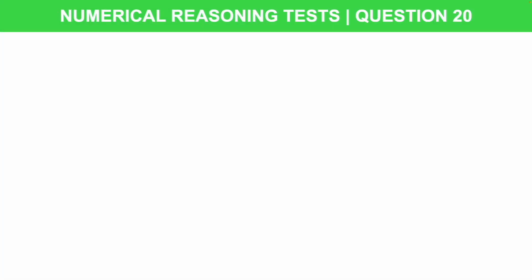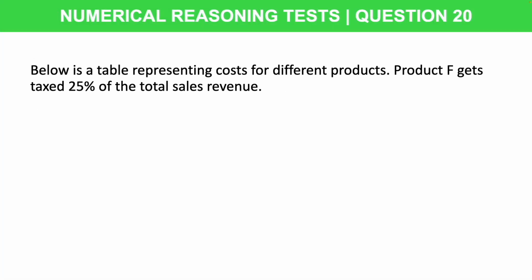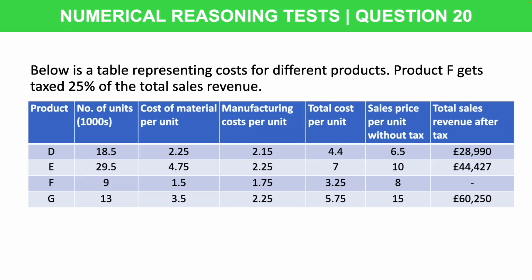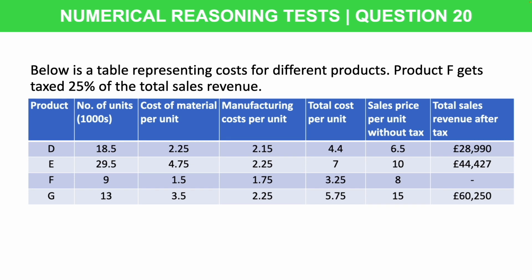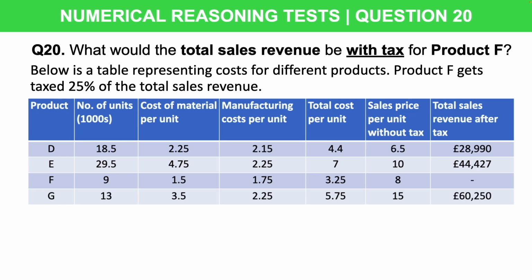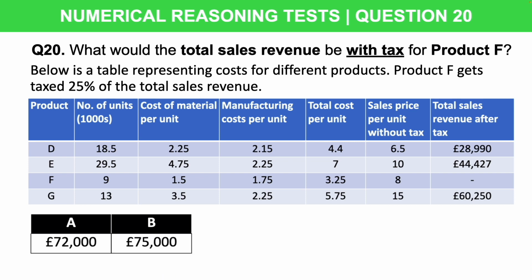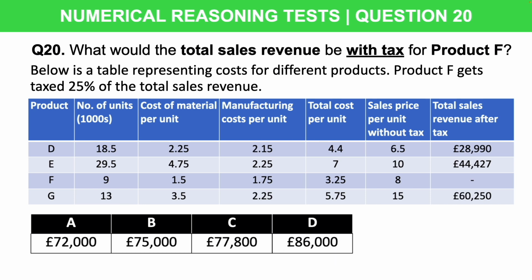And the next question is question 20. To answer this, you need to look at the below table, which represents the costs for different products. In this table, product F gets taxed 25% of the total sales revenue. So here's the table. Now you'll notice the total sales revenue after tax for product F is missing. So the question is, what would the total sales revenue be with tax for product F? Now, would it be A, 72,000, B, 75,000, C, 77,800, D, 86,000, or E, 90,000?